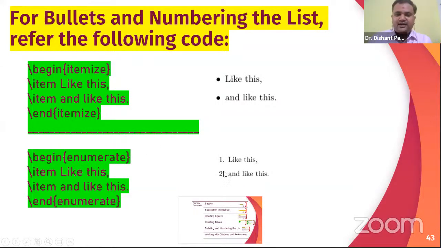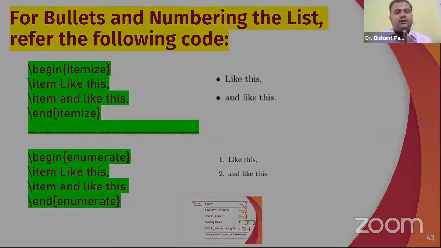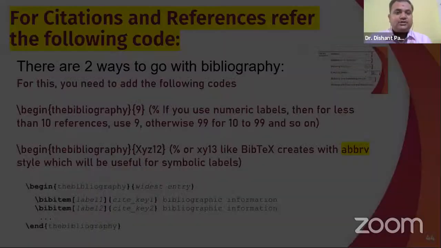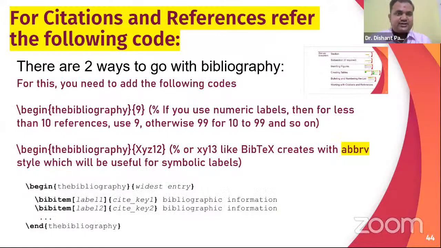If you want to have numbering, then you can use the enumerate environment. You may just note it down: begin itemize for normal bullets, and begin enumerate and end enumerate for numbering bullets. And the final part of your document is citations. Now, there are 2 ways for citations and referencing.